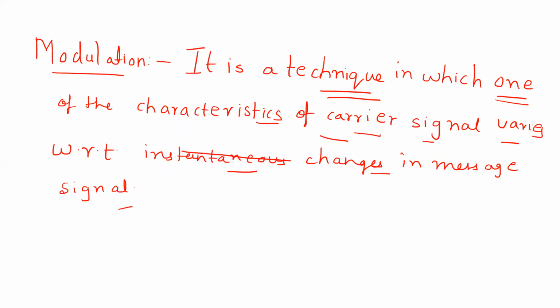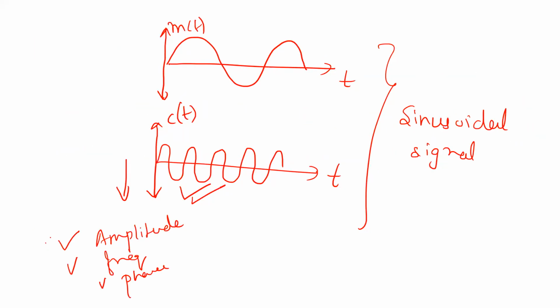Okay. So the definition says one of the characteristics of the carrier signal will vary with the changes in the message signal. As soon as there is a change in the message signal, any one of the characteristics will vary, and that is called modulation. So, am I clear? Any doubts with modulation? This is the most basic concept.